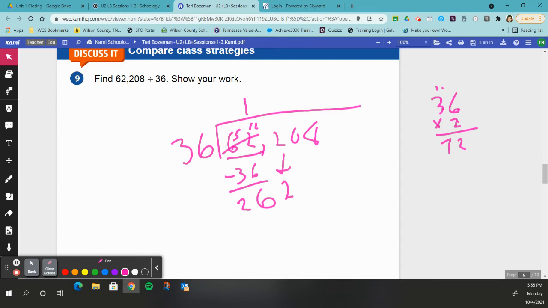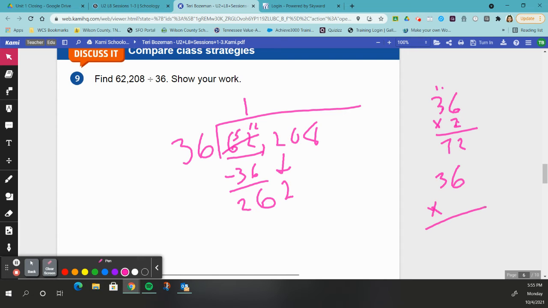So now we have 36 times, as close as we can get to get us to 262. So I know that 3 times 4 is 12, 3 times 5 is 15. We're getting closer, right? 3 times 6 is 18. 3 times 7 is 21.